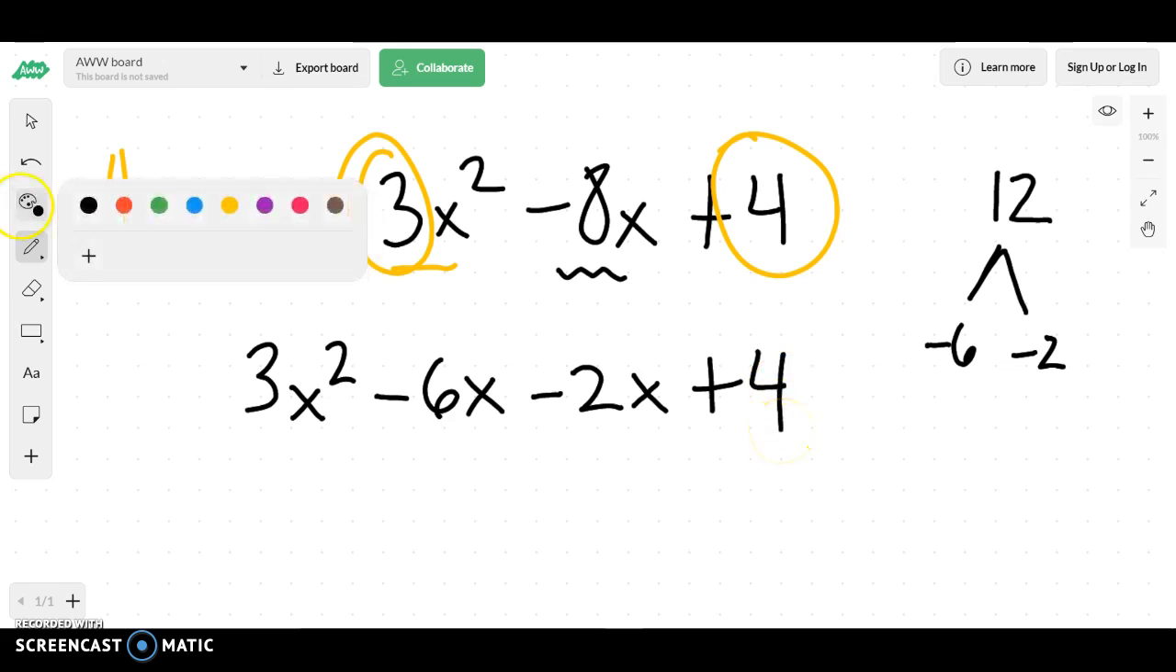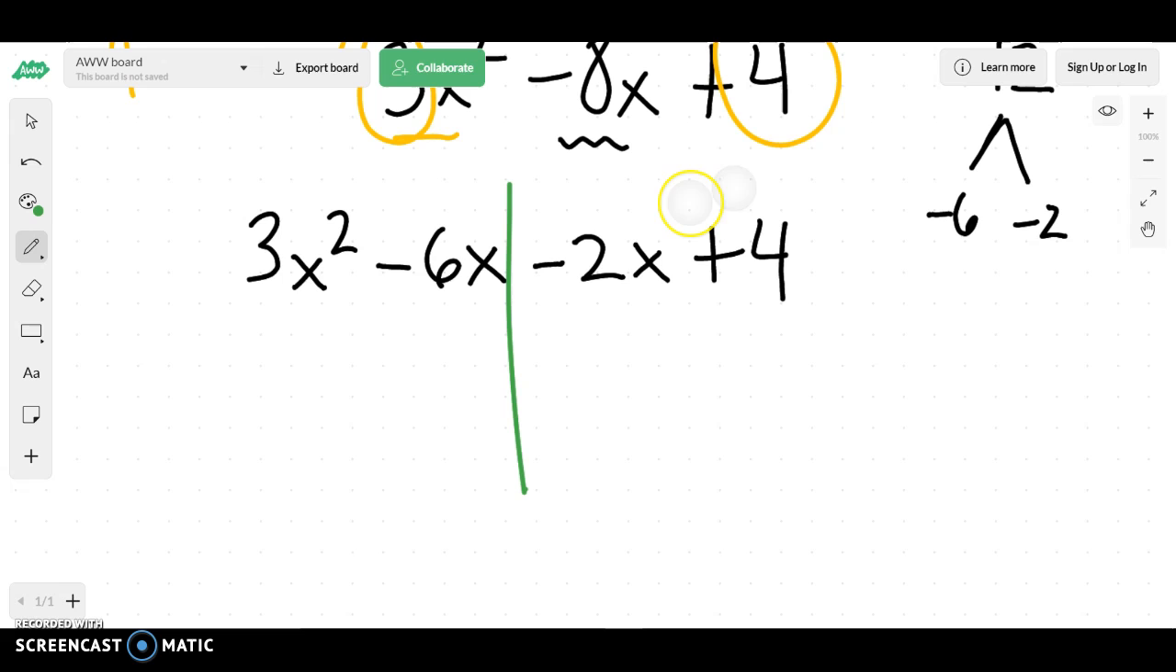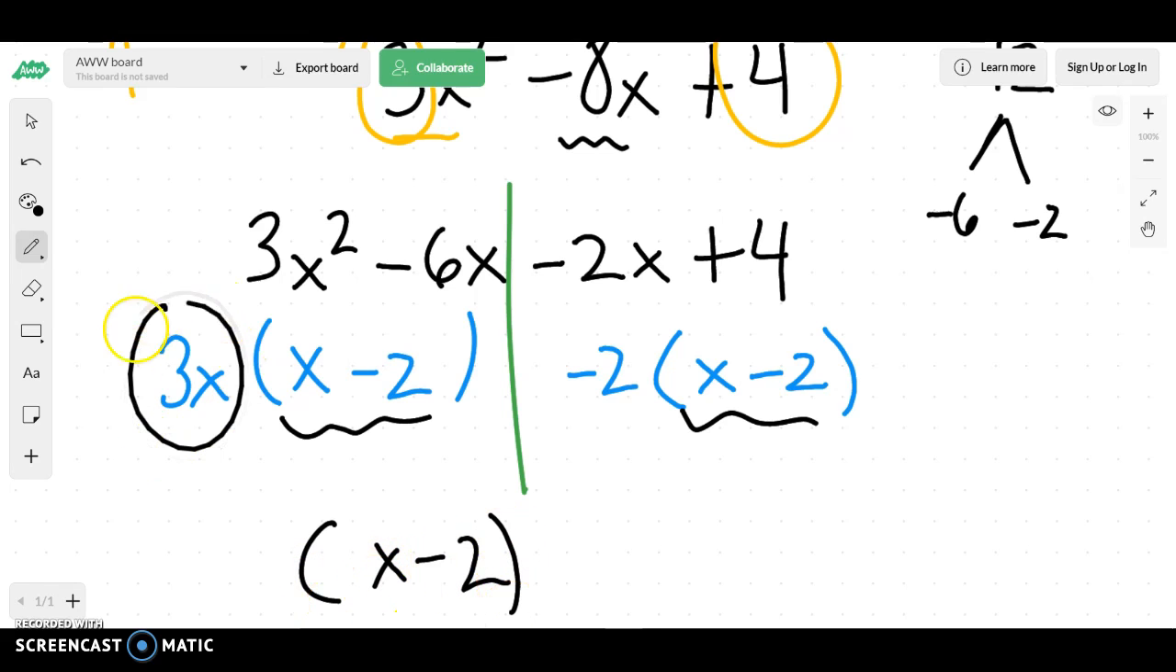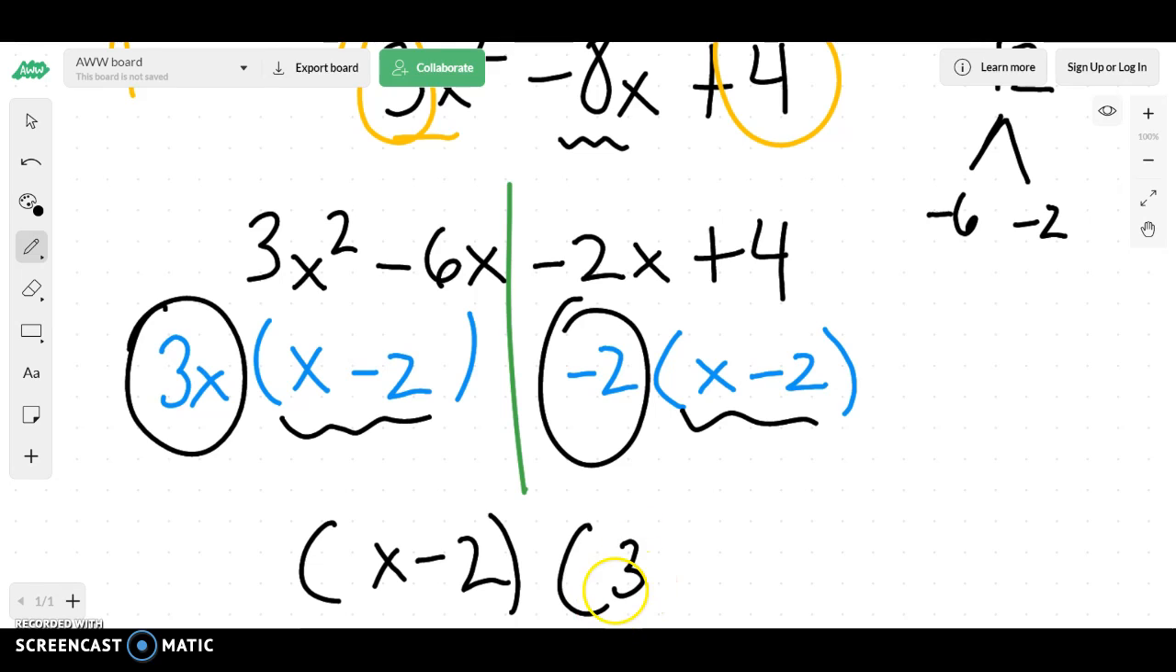It's always easier to factor 4 things than 3 things because you can cut it straight down the middle. And when you cut it straight down the middle, you factor this first part. What would factor out of this first part would be a 3 and an x, leaving you with x minus 2. And what would factor out of the second part would be a negative 2, leaving you with an x minus 2. As we can see, these parts are the same, so we write them together with x minus 2. And this is what's left over, so we write this together as 3x minus 2.